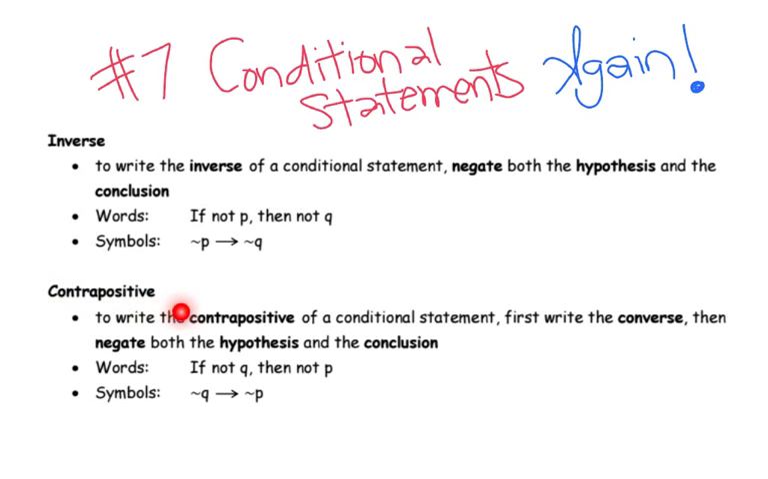The next one is the contrapositive. To write the contrapositive, you first write the converse, then you negate both hypothesis and conclusion. You switch the order, which is what the converse is. Converse is when you switch the order of the hypothesis and the conclusion. So you do that, and then you negate both of them. So if not Q, then not P. Not Q implies not P. So that's what contrapositive is.